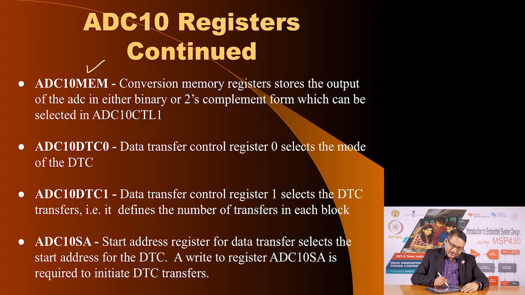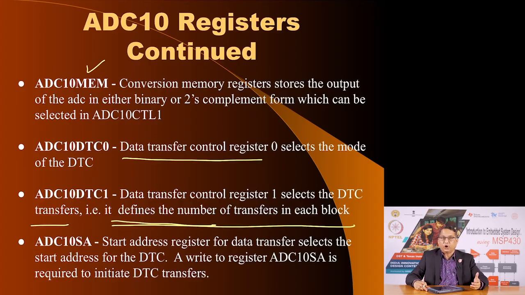ADC10DTC0 is data transfer control register 0, which selects the mode of the conversion and transfer control. ADC10DTC1 defines the number of transfers in each block. And then there is the start address register. Once you have started the conversion and you want to convert a whole set of numbers, where do you want to store them? Because if you overwrite a memory location, then there is no point in having a series of conversions. So you can define the start address and it will convert the first value and store it at the start address, and the next value at the next address and so on.